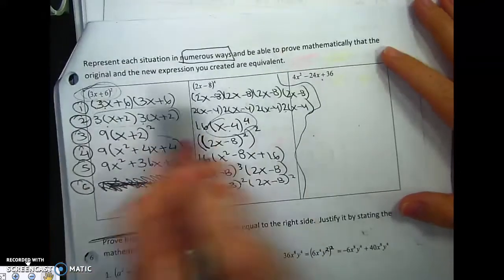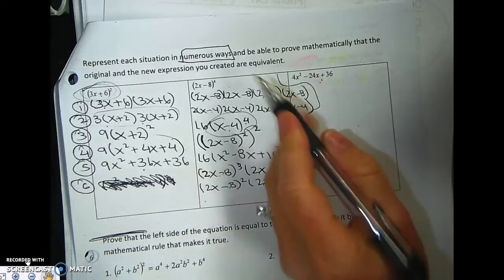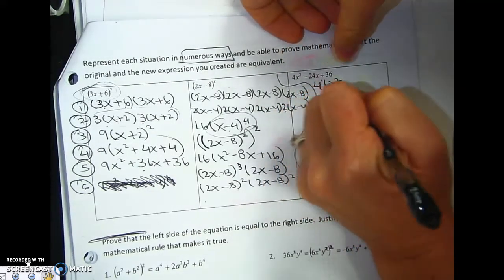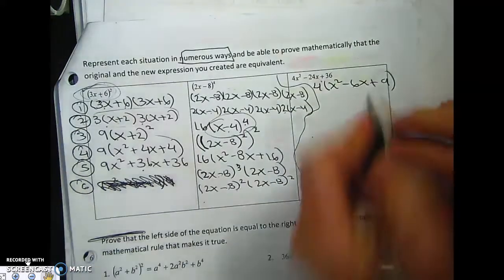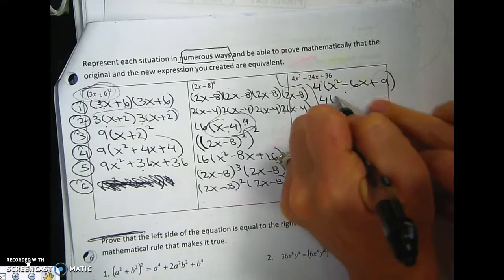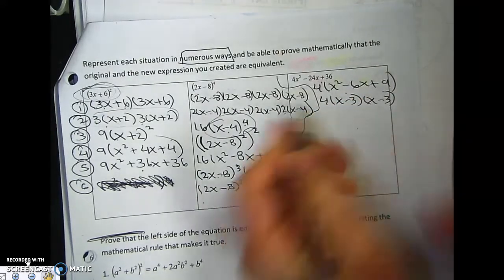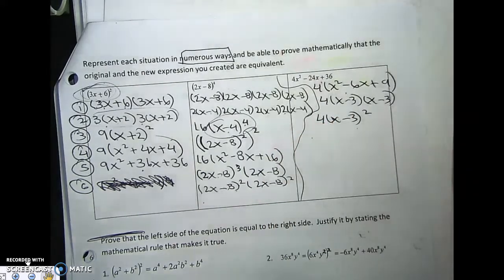This time, instead of it being multiplied out, it hasn't been done yet, so it's just a quadratic. So I look, they all have a 4 in common. So I could be left with x squared minus 6x plus 9. That's one way. I could factor this, which is x minus 3, x minus 3. I could rewrite that as 4 times x minus 3 squared.